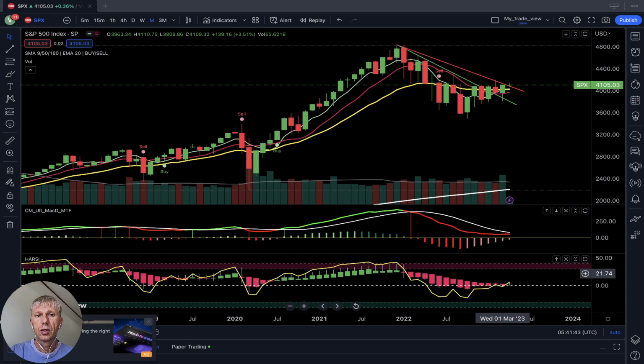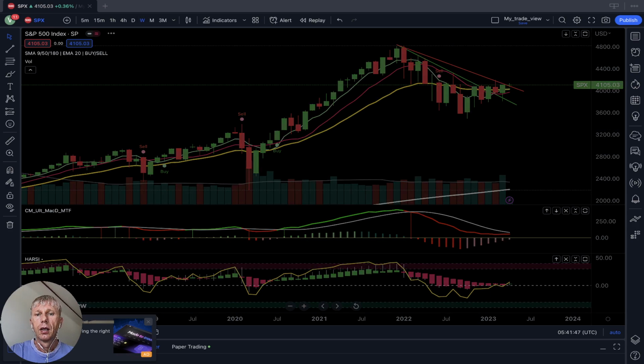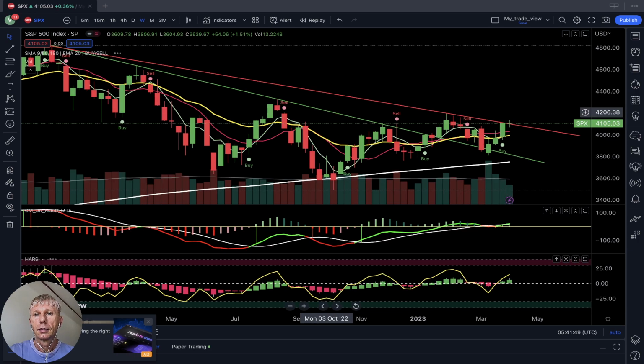Okay, let me briefly mention my setup. Let's move to the weekly time frame. This is SPX, S&P 500 weekly. I'm using moving averages. The white line is SMA 200, the red line is SMA 10, the green line is SMA 5, and the yellow line is EMA 20. Also I'm using a buy and sell script.